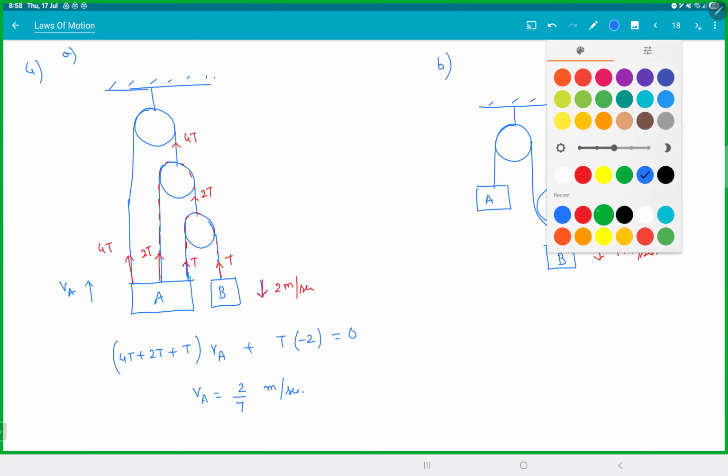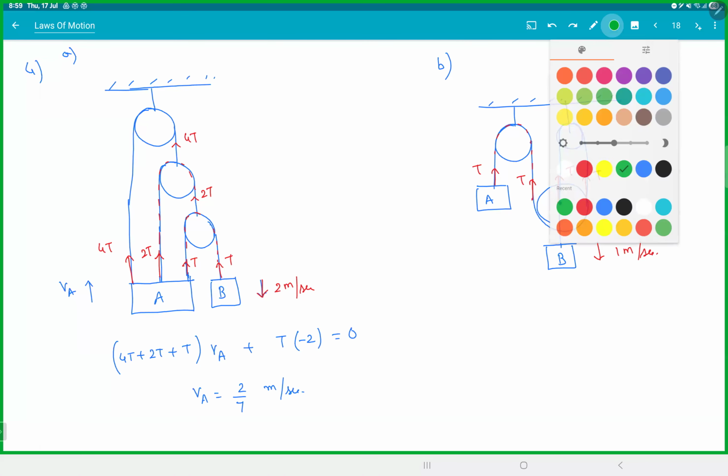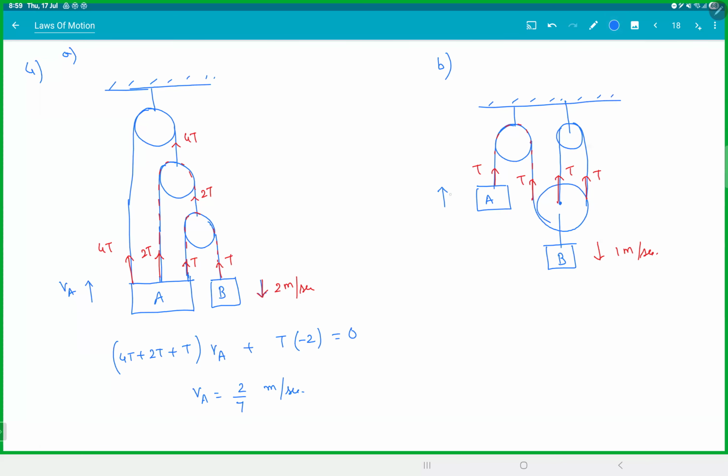Here also, same thing. Let this tension be T. If you look at this, it is the same string, so this is also T. It is the same string. This is also T and this is also T. So that means on block B, you can just take this whole thing as one system. No need to find separately. There's a 3T tension. Let's assume A is going up.